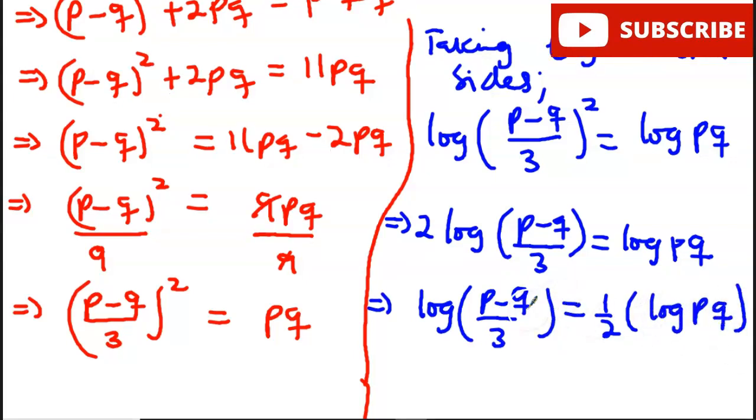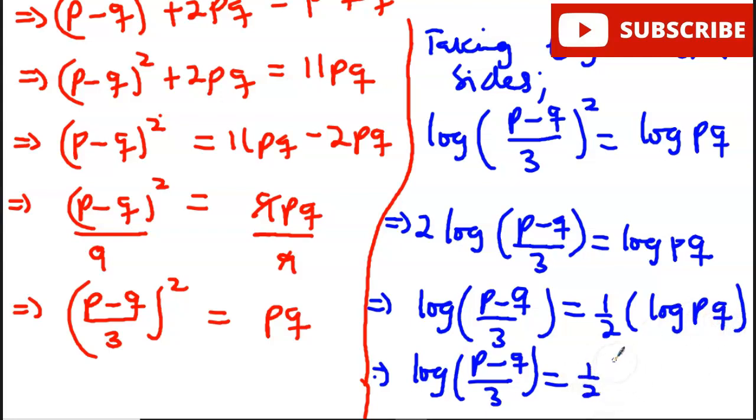Now, according to the laws of logarithm, this is the same as log of (p minus q) over 3 is equal to, because they are multiplied, we can split it. So half of log p plus log q. Hence the proof. We have been able to show that. Let's move on to the next question.